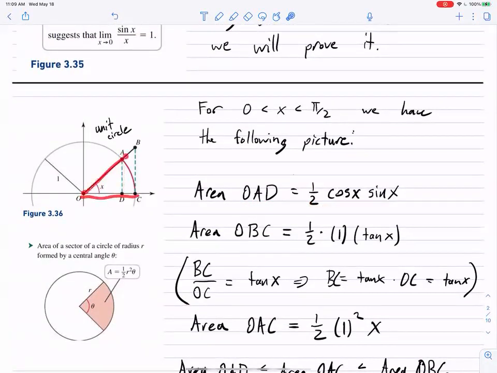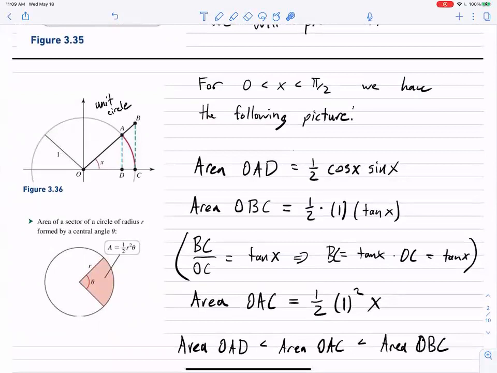Then for the area of this bigger triangle, this distance is 1, and this distance is actually tangent of x, because BC, this length over OC, is equal to tangent of x, right? The tangent is opposite over adjacent. And so that means BC is tangent of x times OC, but this length is 1. And so it's just tangent of x. And so the area of this bigger triangle is 1/2 times 1 times tangent of x.